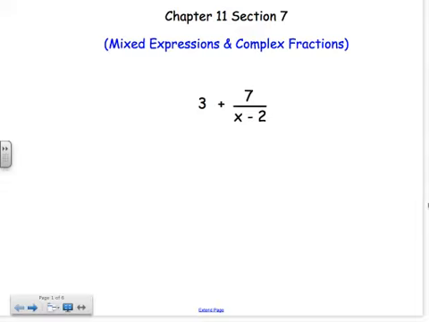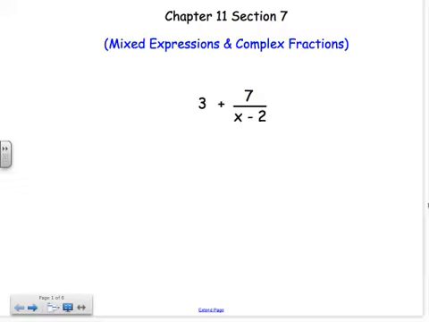Are when to mix expressions and complex fractions. They actually look a lot more confusing than they really are. Once you get them set up, it's a lot like the last few sections that we just did. So looking at this first example, I'm adding. So anytime you add or subtract and you've got a fraction, you need a common denominator, right?